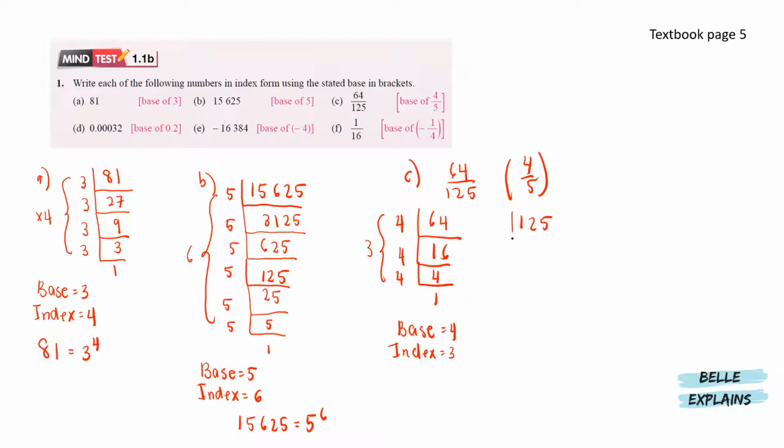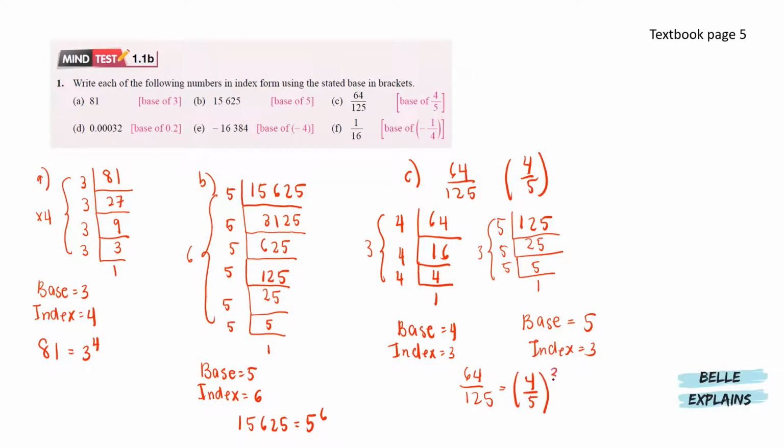For this number, we have the denominator is 5, which means we divide by 5. That will give us 25, then 5 again, and then we get 1. So we have the base at 5 and the index at 3 because this is repeated 3 times. Since the index is the same, for 64 over 125 that will give us 4 over 5, since this is the base, and in the index we'll have 3.